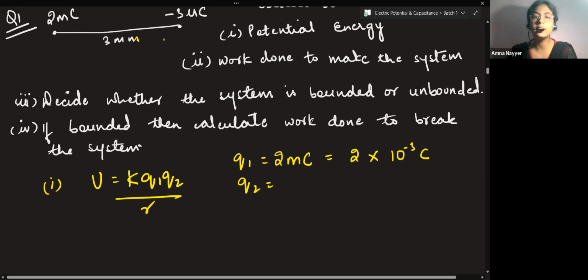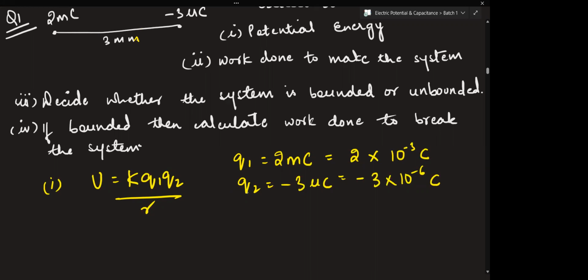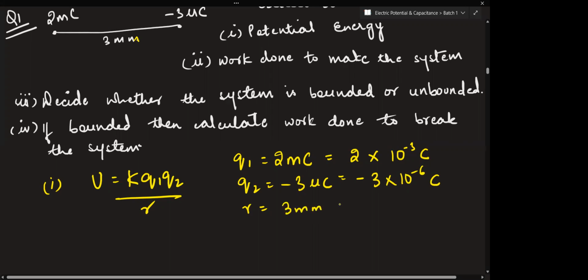Q2 is minus 3 microcoulombs. So this means minus 3 into micro, which is 10 to the power minus 6 coulombs. So you have Q1 and Q2 with you right now. Regarding the separation between them, Salman, what is the separation between them? Not 3, in SI unit. 0.003, so that will be 3 into 10 to the power minus 3 meters.